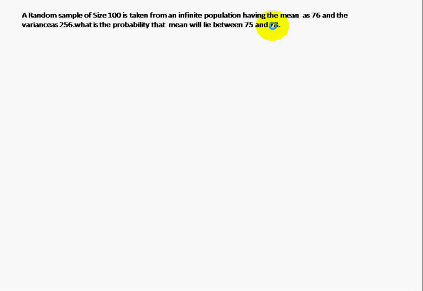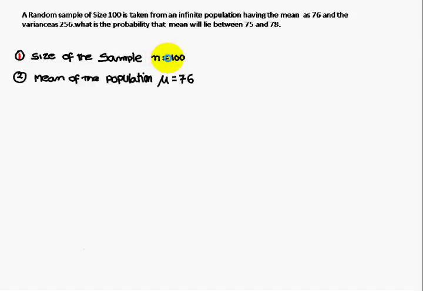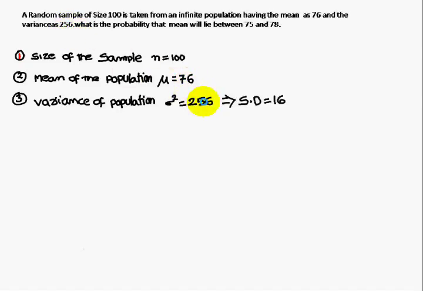So let us discuss what data he has given. First, the size of the sample is n equal to 100, that I am writing here. Next, the mean of the population, 76, he has given. Next, the variance of the population, 256. Similarly, from this one you can conclude a standard deviation of 16.